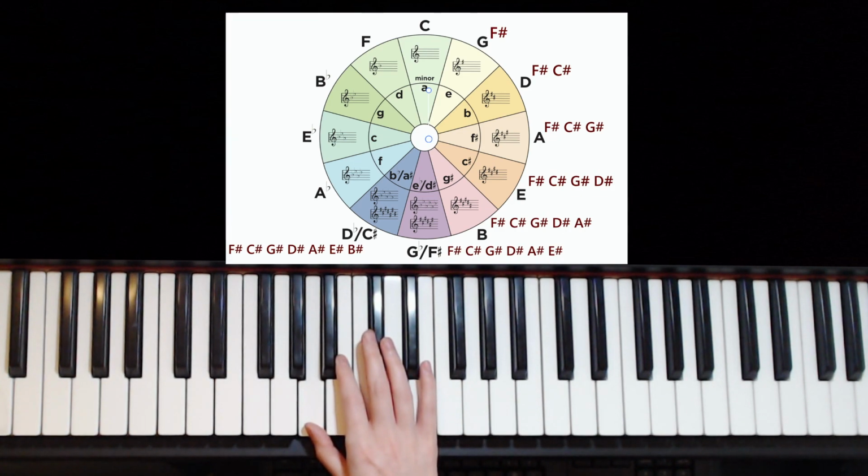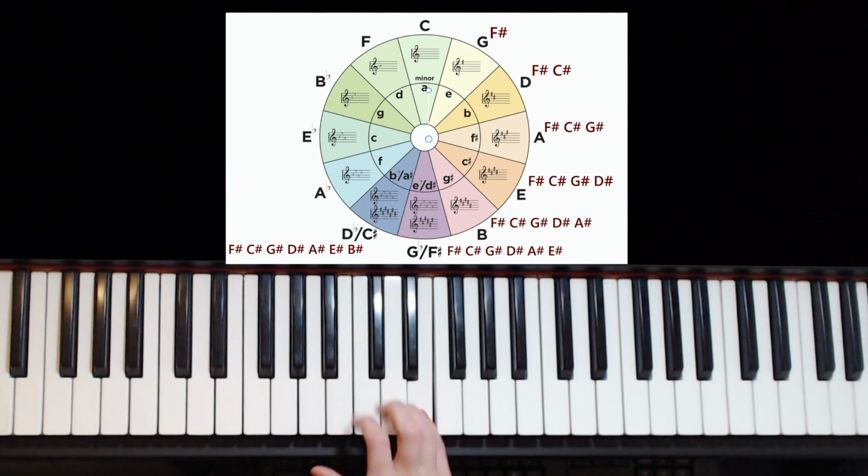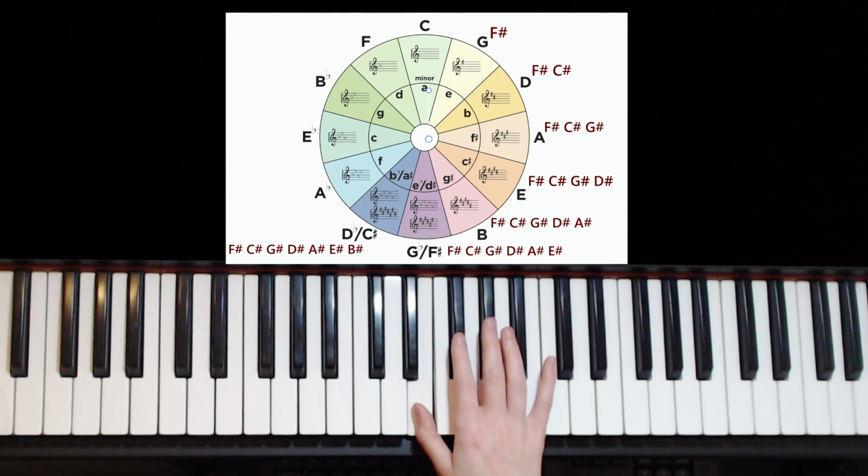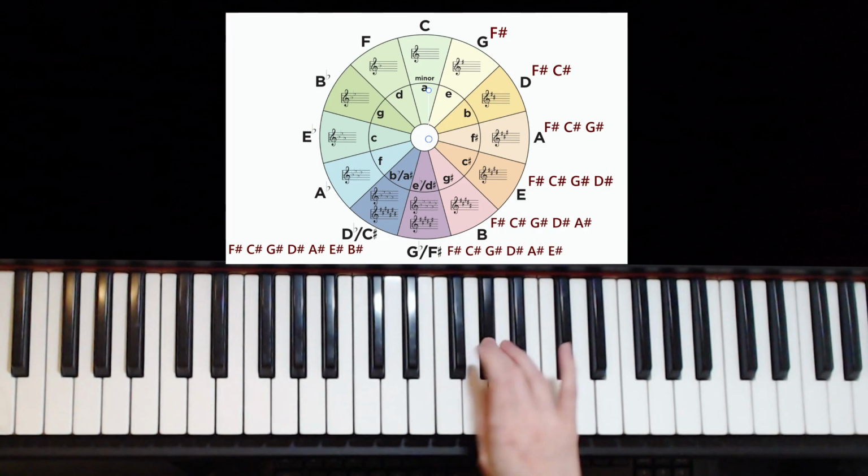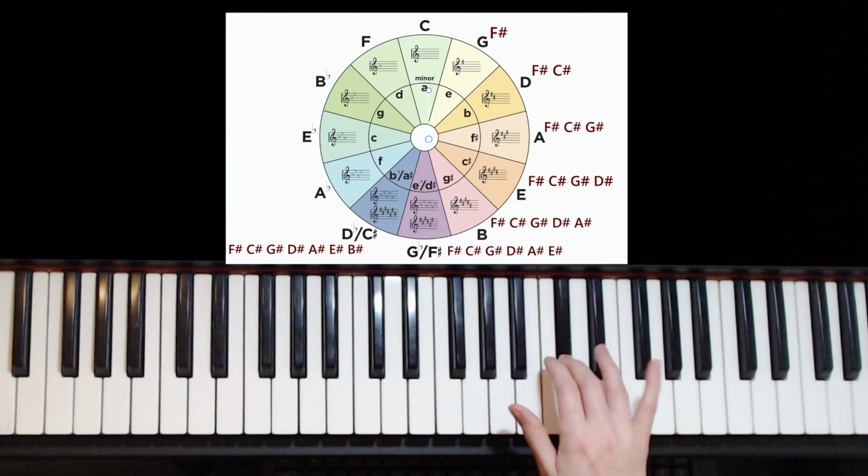Okay, I get to my next key by going to the fifth of A. 1, 2, 3, 4, 5. I'm in E. Father Christmas gave Dad. F sharp, G sharp, C sharp, D sharp.